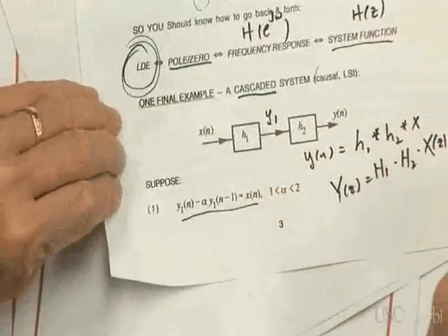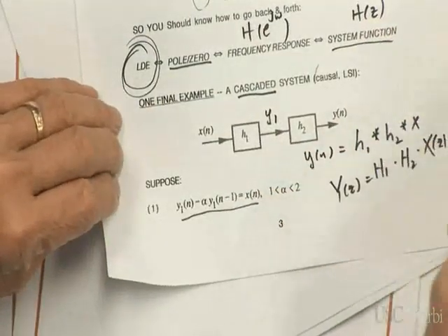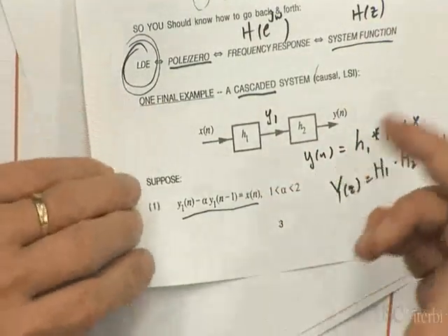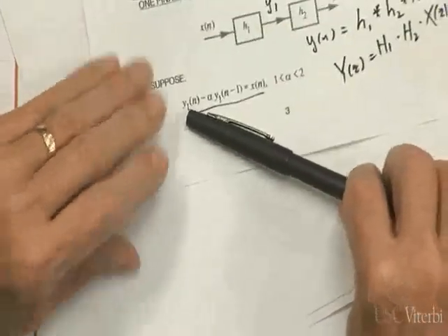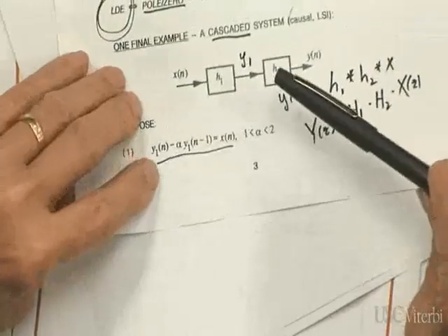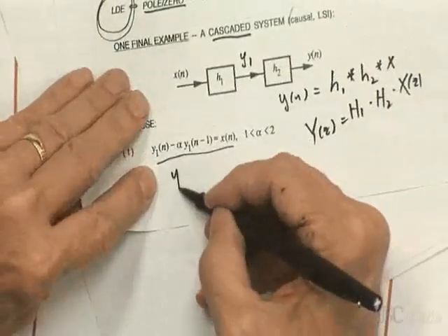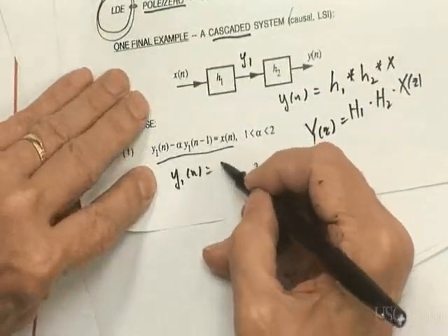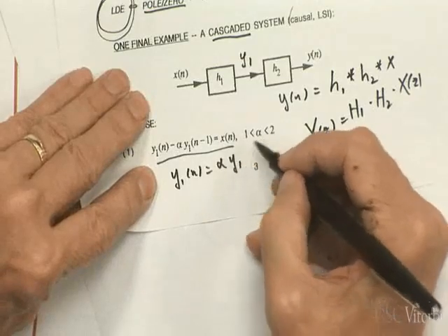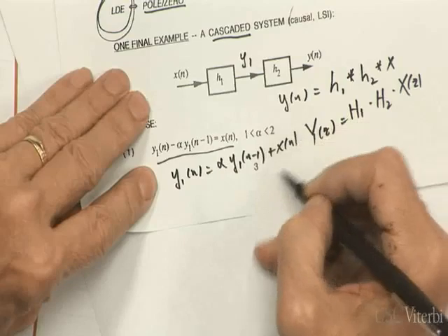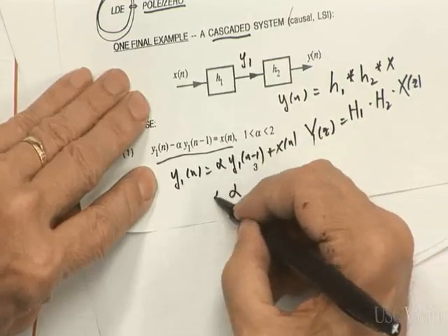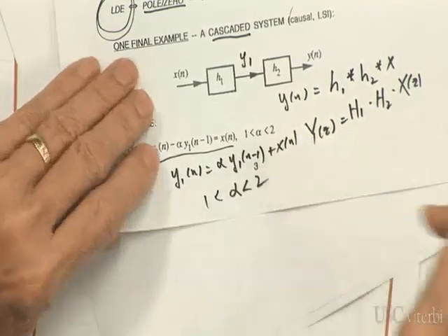So here is the difference equation. It's a first order difference equation that we've seen, known and loved, and it involves the parameter alpha. y1 of n is equal to alpha times y1 of n minus 1 plus x of n. And alpha is not less than 1 here. Alpha is between 1 and 2.